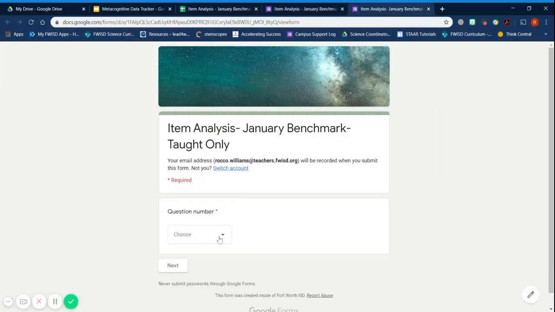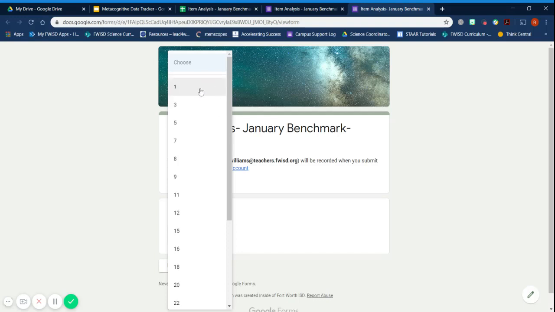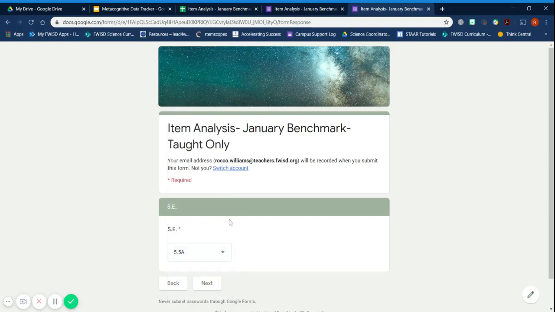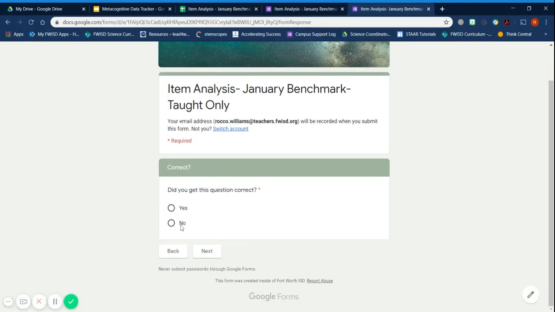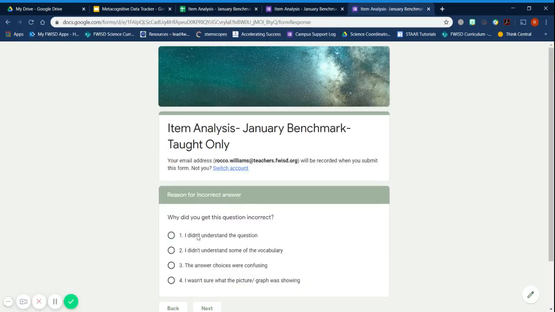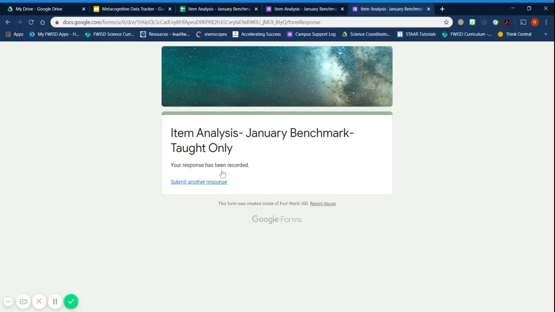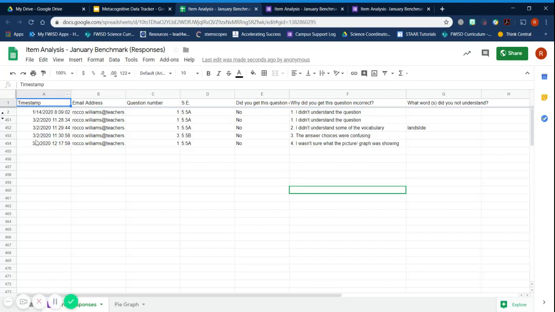This is what the Google form looks like as a practice. So here the students would select, okay, it's question number 1. Let's say that the student expectation is 5.5a. Let's say they got it wrong. And it's because they weren't sure what the picture or graph was showing. So they hit next. As you can see, we have it set to automatically collect their email addresses. If your students have the single sign-in, it will automatically collect their email addresses. They don't have to type it in every single time they submit. But then they submit their response, and then it goes into a spreadsheet.